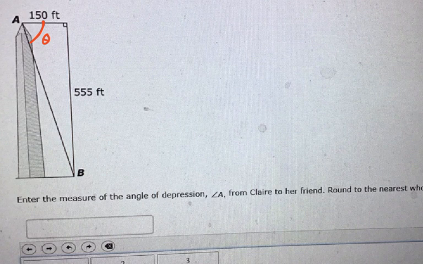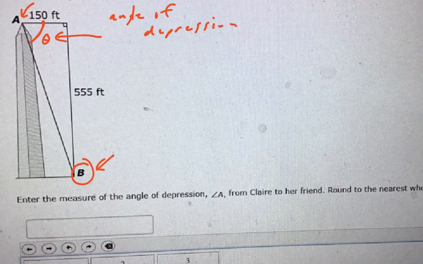Here, we have a friend that climbs to the top of this tower, and she's looking down at a friend at position B here. Again, this angle that she has to look downward towards her friend down here is called the angle of depression. And so we want to find the angle of depression.